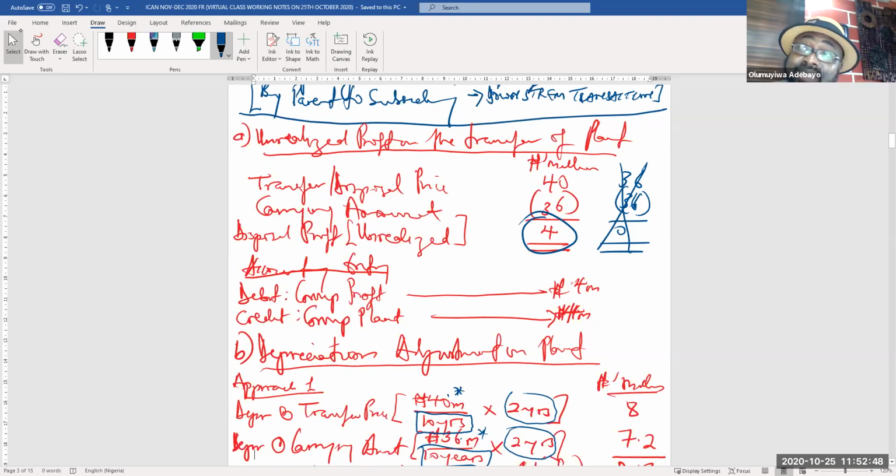The credit side is that the plant that the subsidiary is carrying it at 40 instead of 36, which means the plant is overstated. Go and remove the 4 million. So that when you remove 4 million for 40, you bring it back to 36.